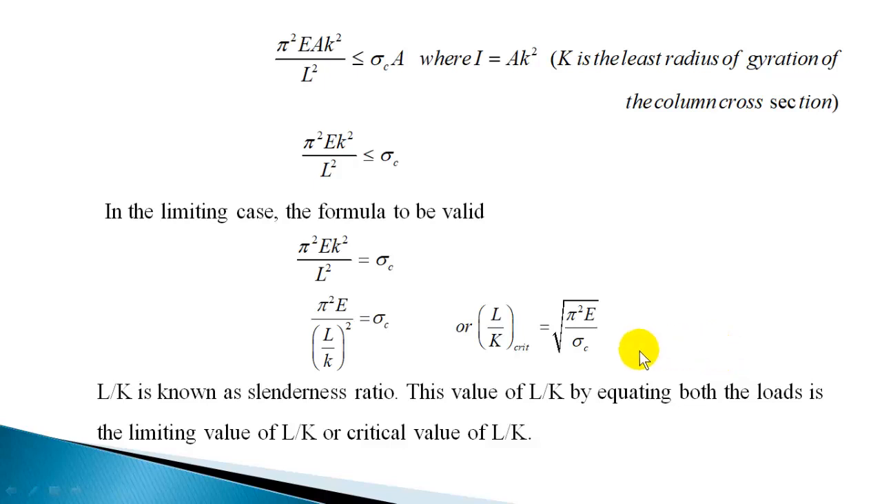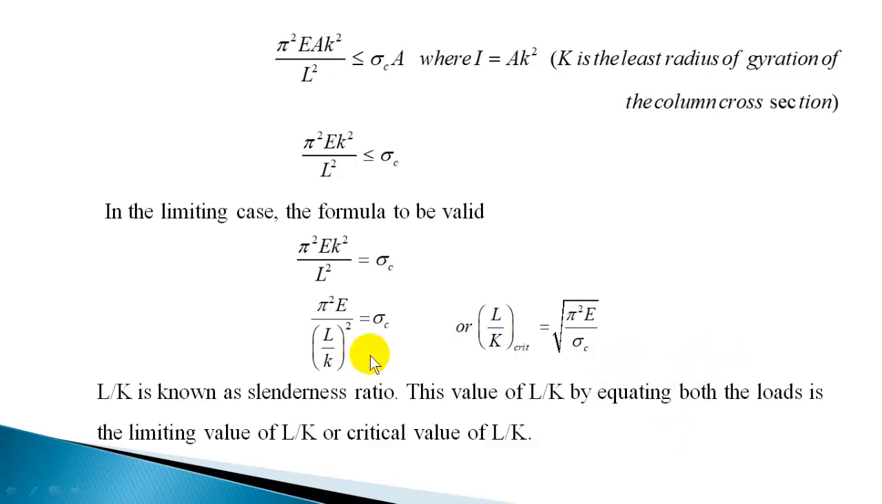So for a given material, the critical value of L by K only depends on the material property. And now using that material you can make columns having different physical dimensions, and based on those physical dimensions you can calculate the L by K, which is known as slenderness ratio. If the L by K for the column made out of this material is less than this critical value, it is a short column, and if it's more than the critical value, you can classify it as a long column.